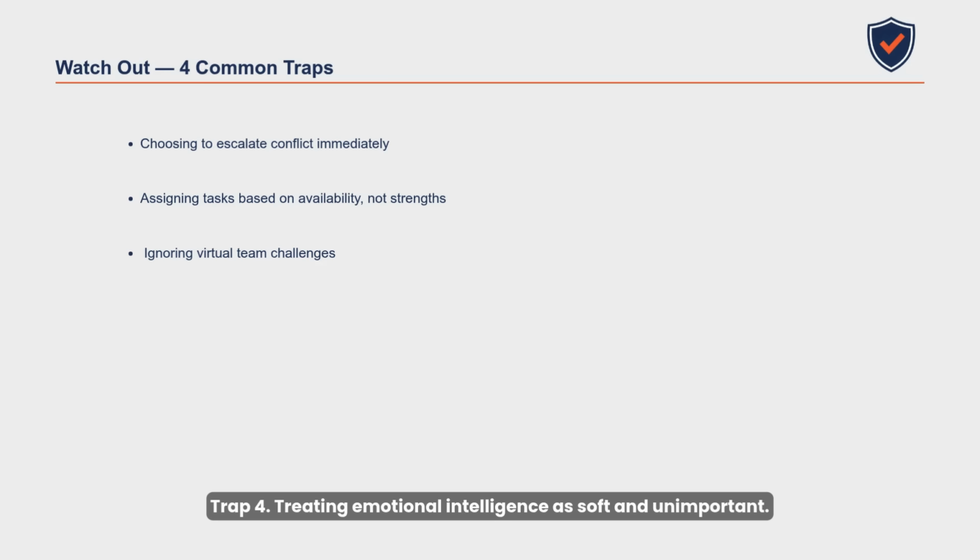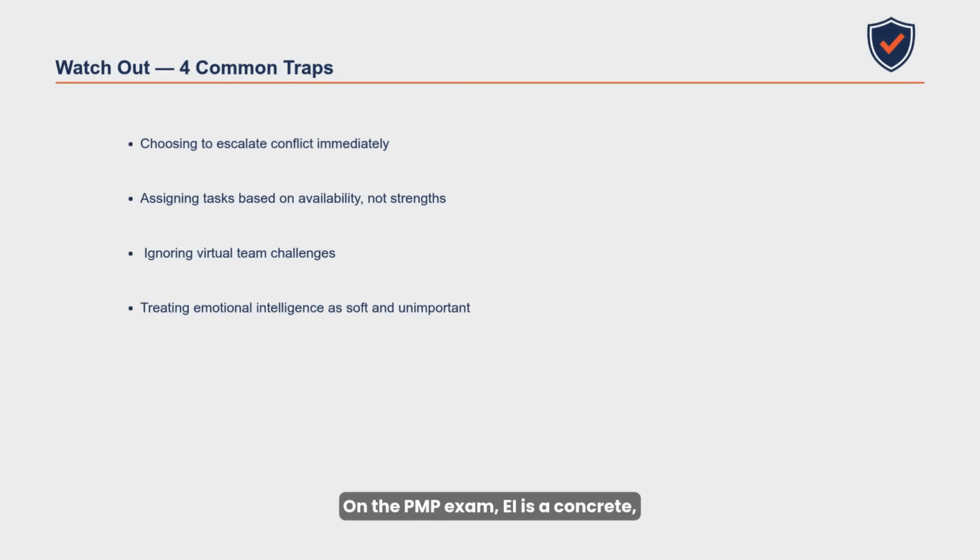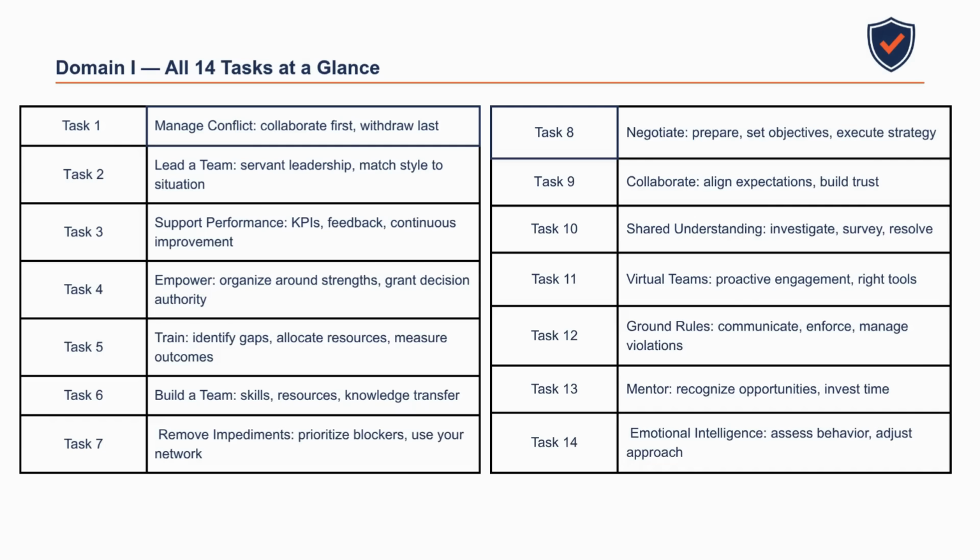Trap 4. Treating emotional intelligence as soft and unimportant. On the PMP exam, EI is a concrete, testable skill that affects every human interaction. Let's do a quick recap of all 14 tasks.